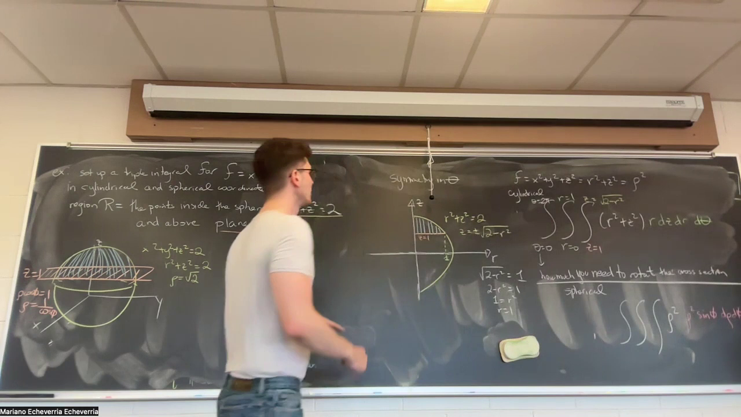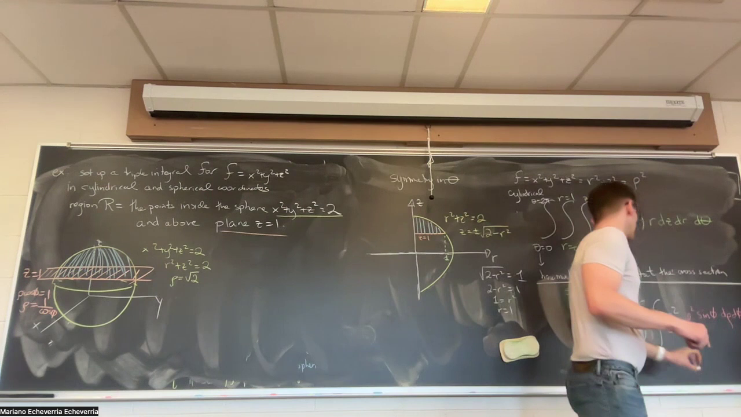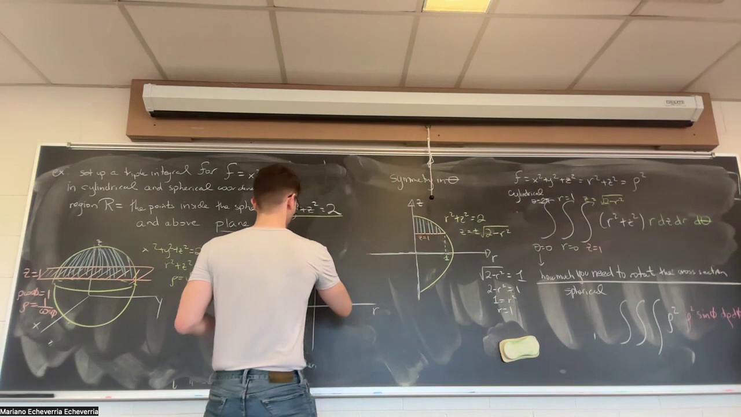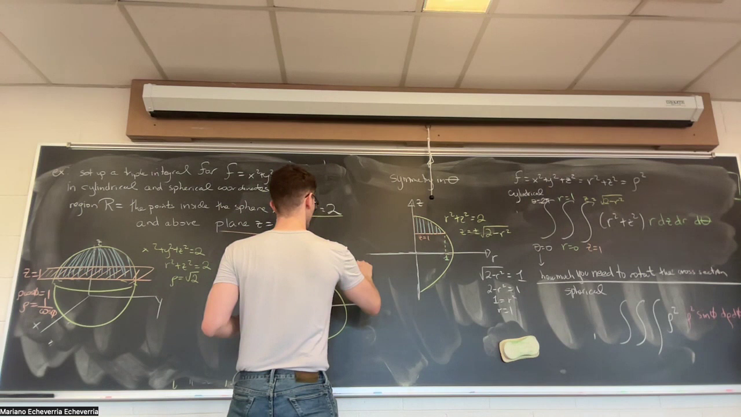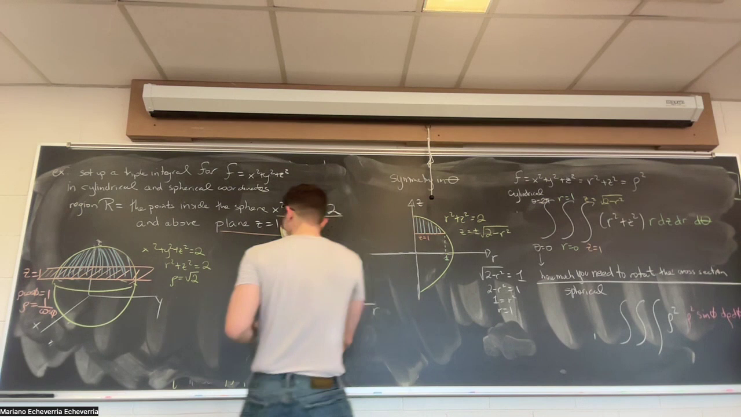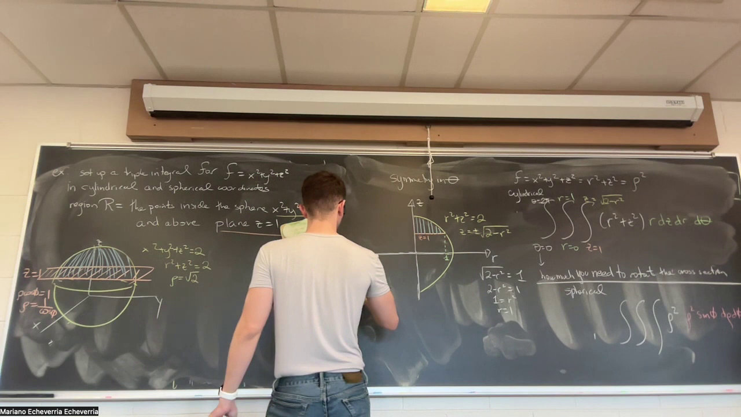Okay, so let me do the cross section again. I'll do the same picture as before, but I want to find the bounds for the spherical version. This is r squared plus z squared equals 2, and we already had these equations before. The equation of the sphere is rho equals root of 2, and the equation of the plane was rho equals 1 over cosine of phi.